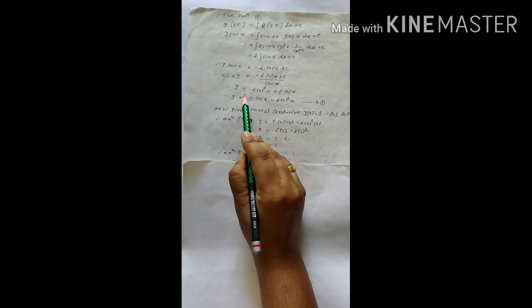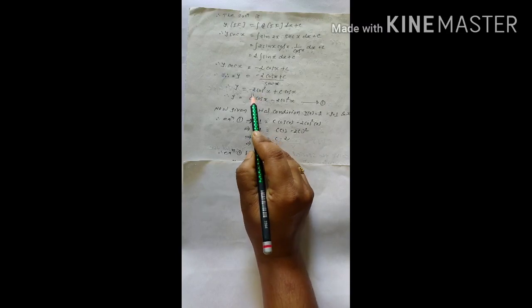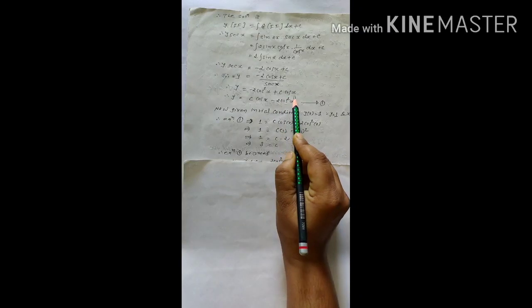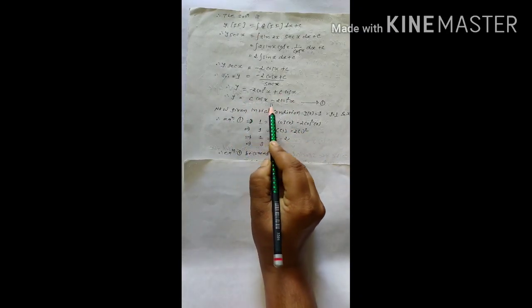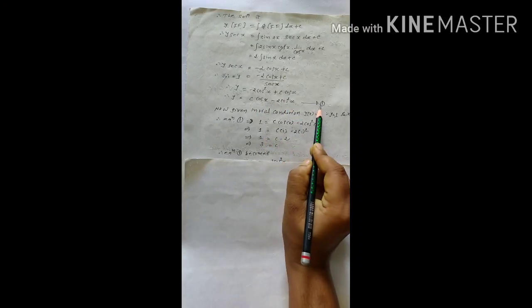Therefore, y is equal to minus 2. Now, 1 upon sec is cos. Therefore, minus 2 cos square x plus c into cos x. Therefore, y is equal to c cos x minus 2 cos square x. This is the equation number 1.